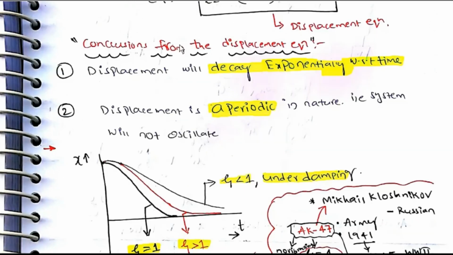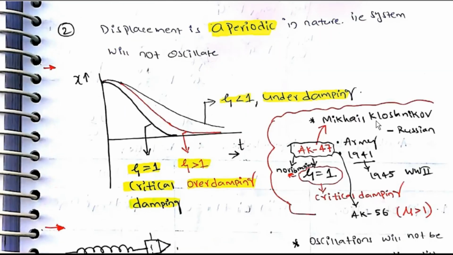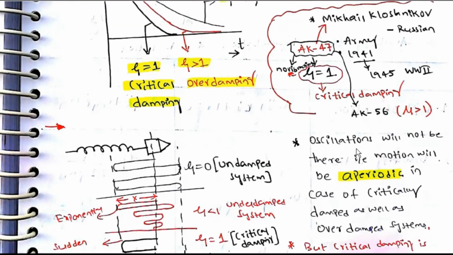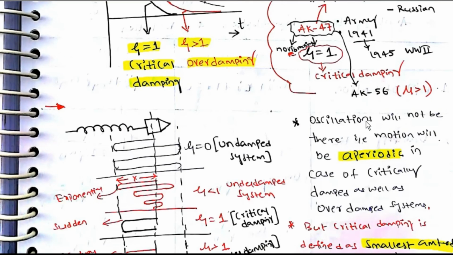Displacement equation, conclusion. Displacement will decay exponentially with respect to time. Displacement is aperiodic in nature and will not oscillate. It will be like this. Epsilon equal to 1 will be like this. Epsilon greater than 1 is like this. Epsilon less than 1, it will oscillate. For epsilon equal to 1, critically damped. Oscillation will not be there, and the motion will be aperiodic.